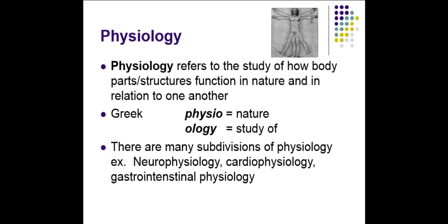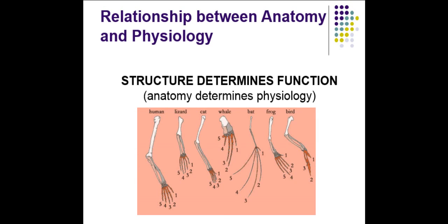So neurophysiology would be physiology of the nervous system. Cardiophysiology would be how the cardiovascular system works. Gastrointestinal physiology would be how the stomach and intestines work. So physiology is how those structures work or what they do, what their function is. And there's actually a relationship between the two. And that relationship is that a structure's anatomy is going to determine its physiology.